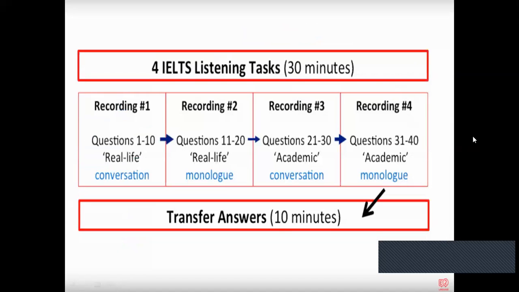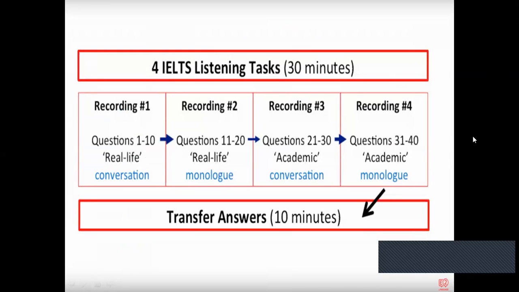Now coming into the listening, it is divided just as reading is divided into three. This listening is divided into four tasks. The first one is a conversation, which is called a dialogue. The second one is a monologue, in which only one person speaks. The third one is again a dialogue, and the fourth one is a monologue.